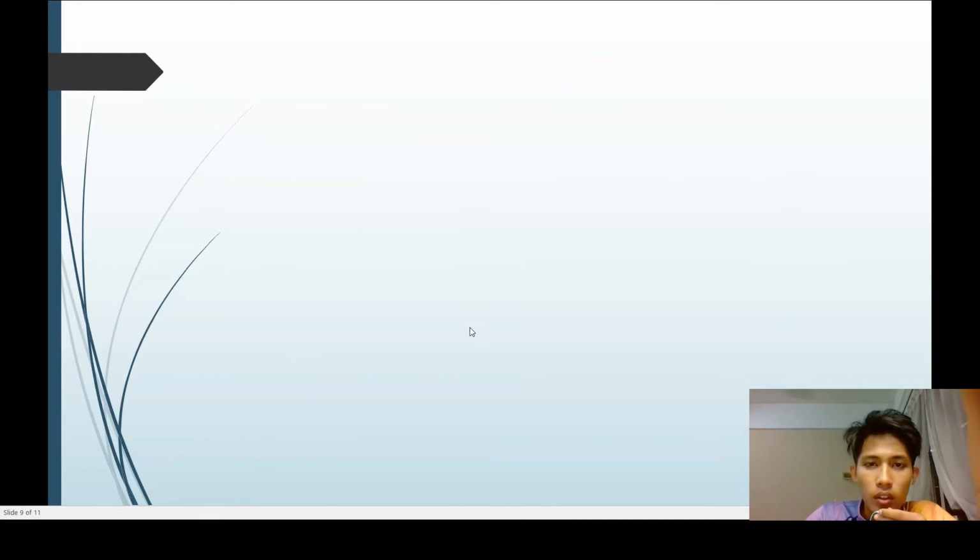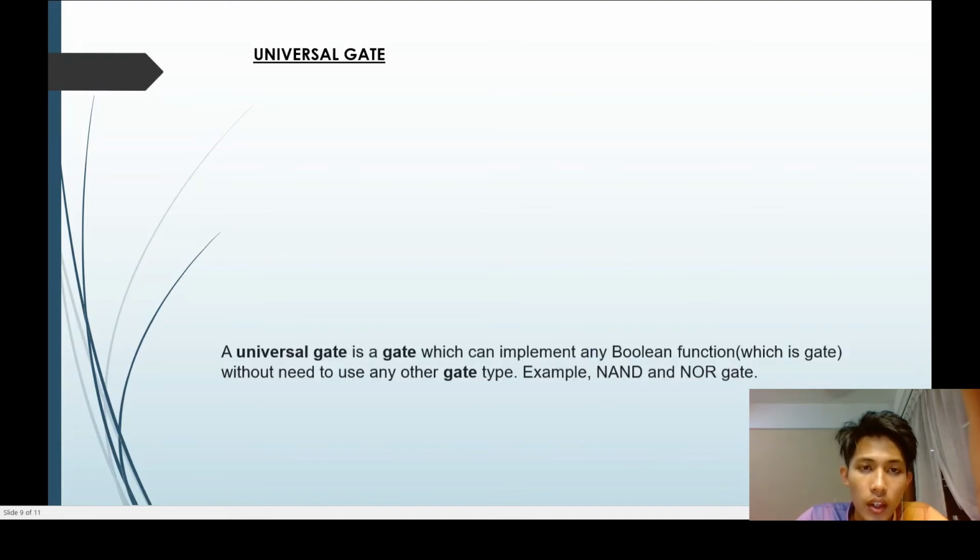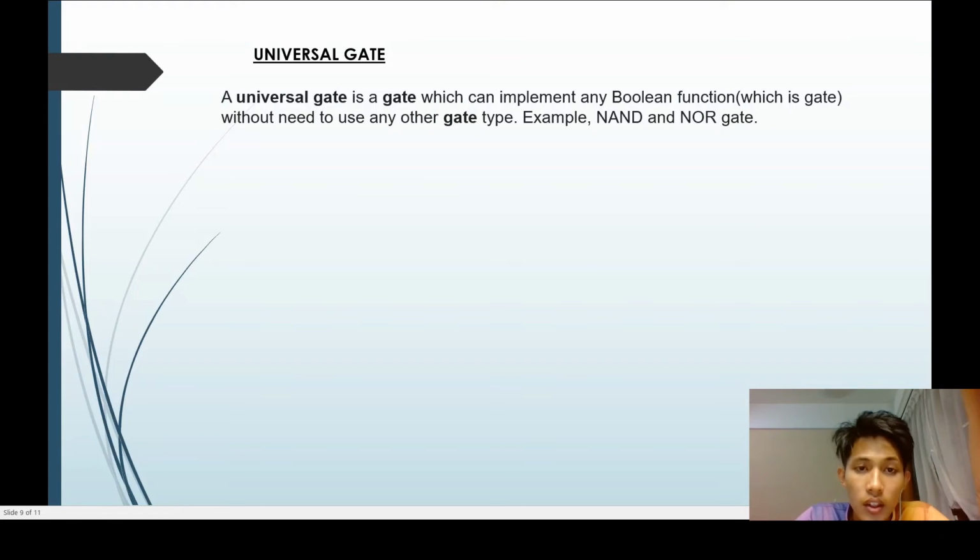So the next one is the universal gate. The project asks us to convert the original alarm circuit by using only universal gates. Before we convert, I will explain what a universal gate is. A universal gate is a gate which can implement any Boolean function without needing any other gate type. It means that a universal gate is a gate that can produce another gate.